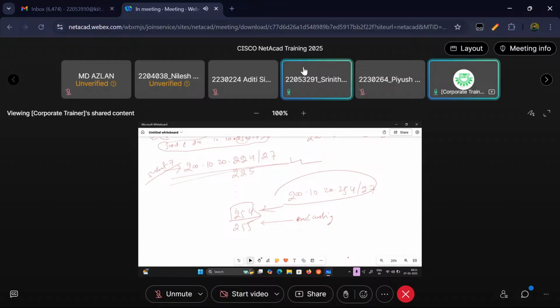Last subnet IP 224, right? No, last subnet ID, not IP. IP means something different, and ID is the network ID or network address. There are two things, and some people get confused between network IP and network address. Suppose I'm writing network address of last subnet. What will I write? Network address of last subnet, that is what?